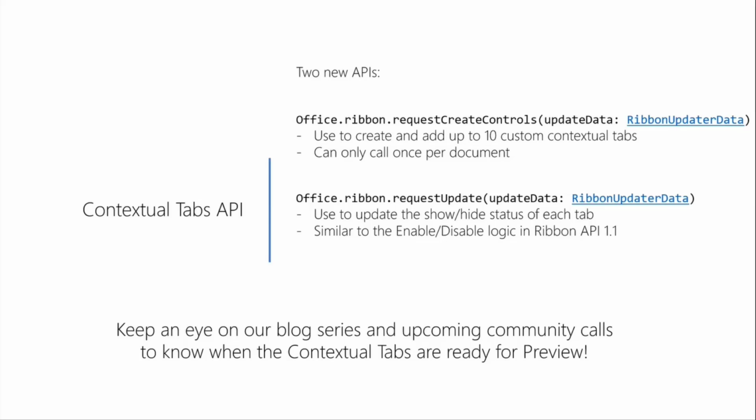So you'll notice that we have taken the API approach here as well in creating those contextual tabs. And this goes back to the reason I was talking about before, is this gives you that flexibility to be able to make changes to your ribbon without actually having to change your XML manifest and going through the entire validation process. So that's one big benefit of using these contextual tabs APIs.